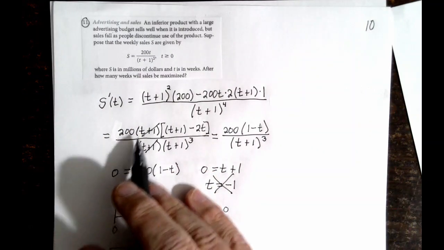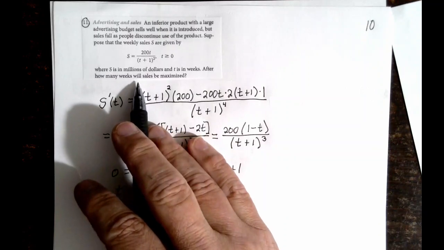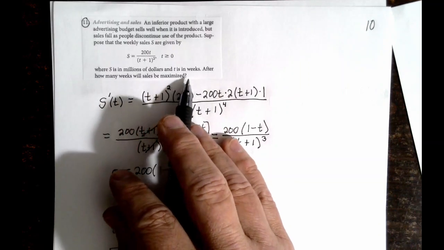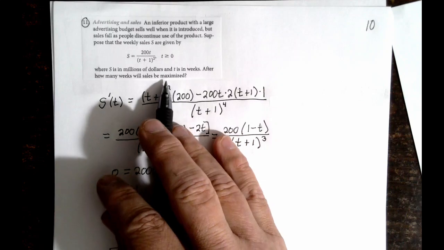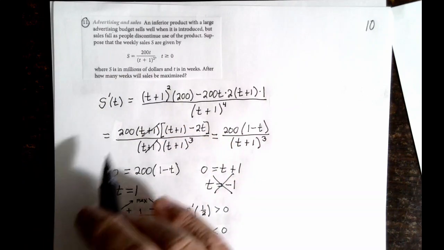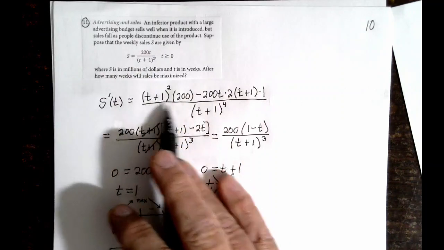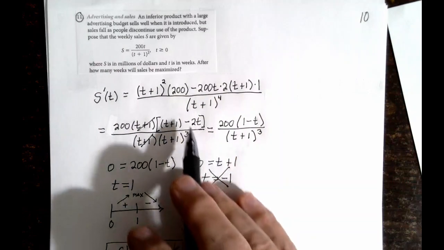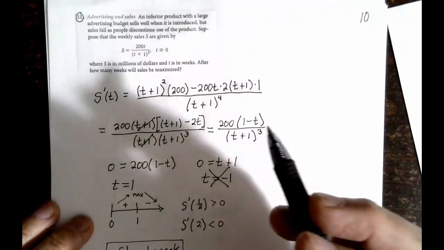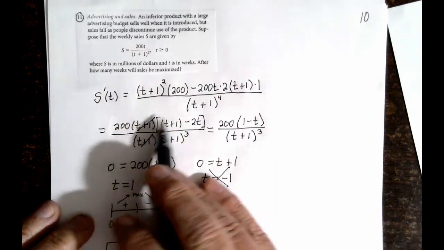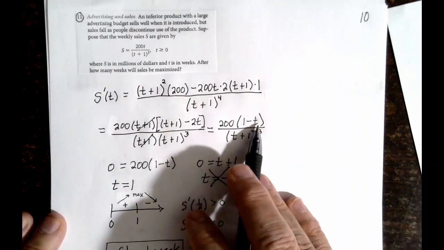advertising started. So we want to maximize sales, so we want to know in what week will the sales be maximum. So you're taking the derivative of this, and you've got to use the quotient rule. Now, a helpful hint here, I guess you don't necessarily need to do that because it's not that complicated.